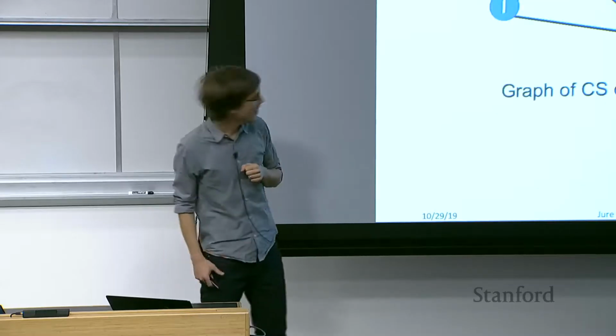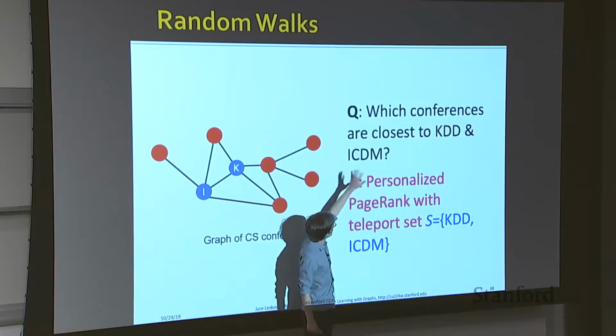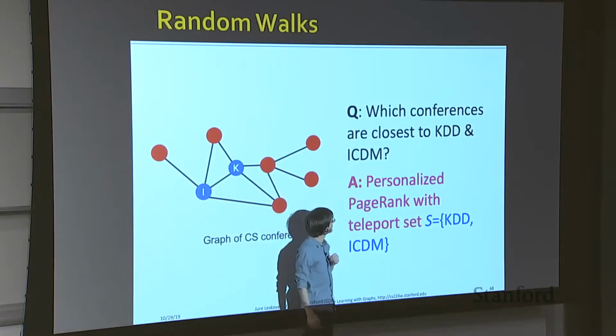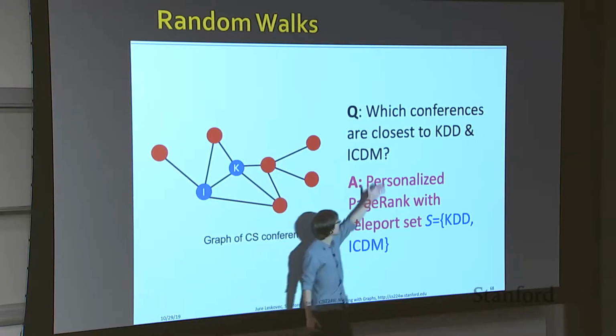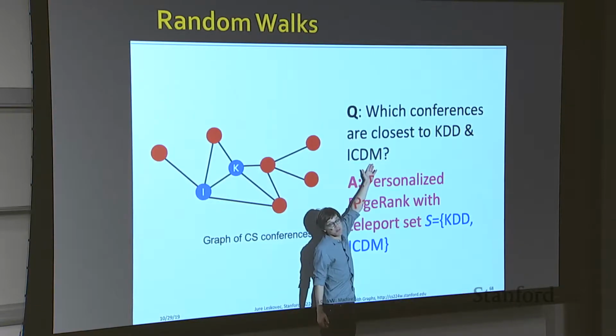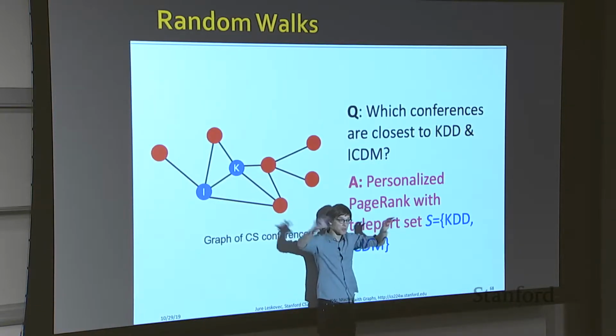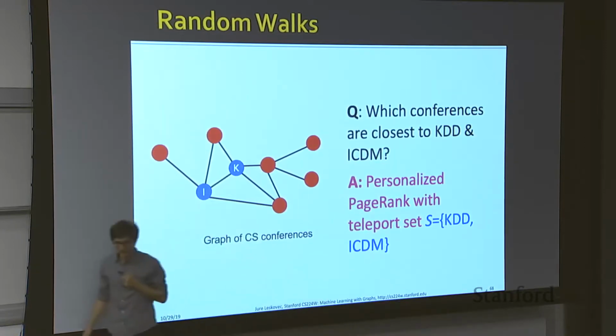So to show you an example, I said, given my graph, what are the closest conferences to ICDM? I can also ask more complex queries. I can ask, what are the closest conferences to KDD and ICDM? Right, so I can use multiple starting points to answer the query.